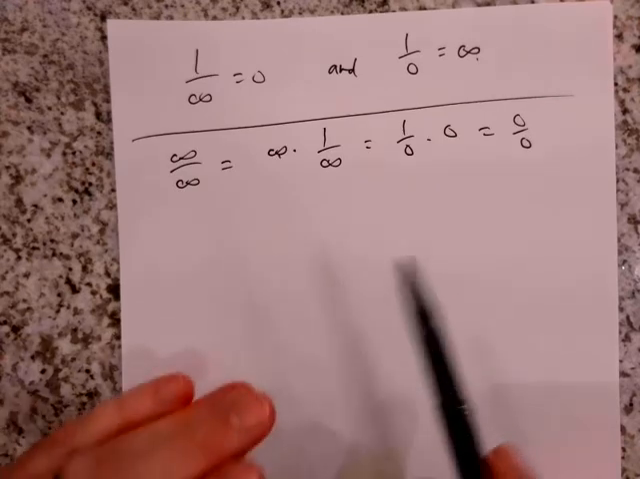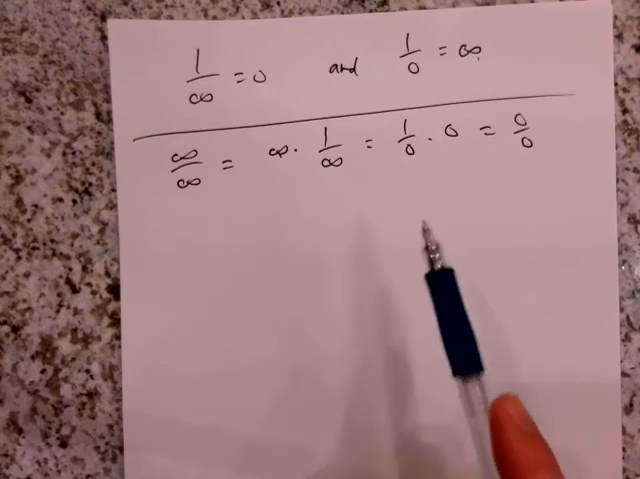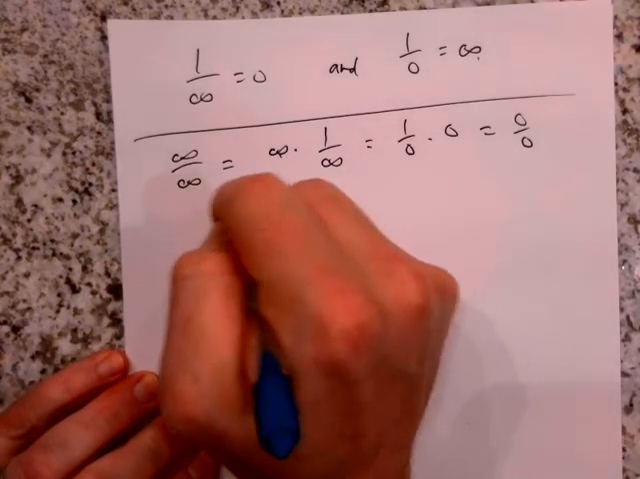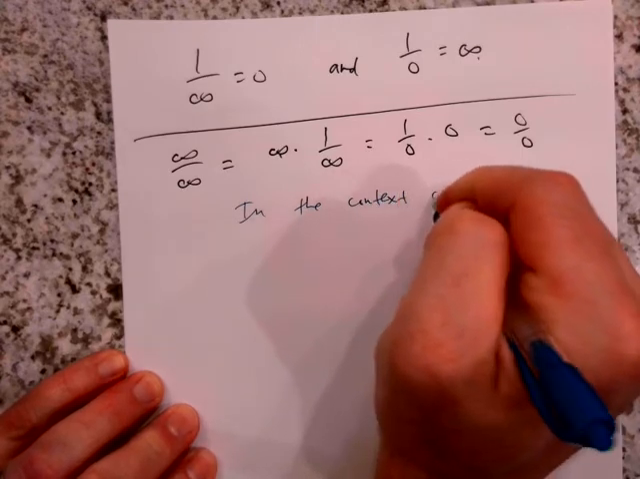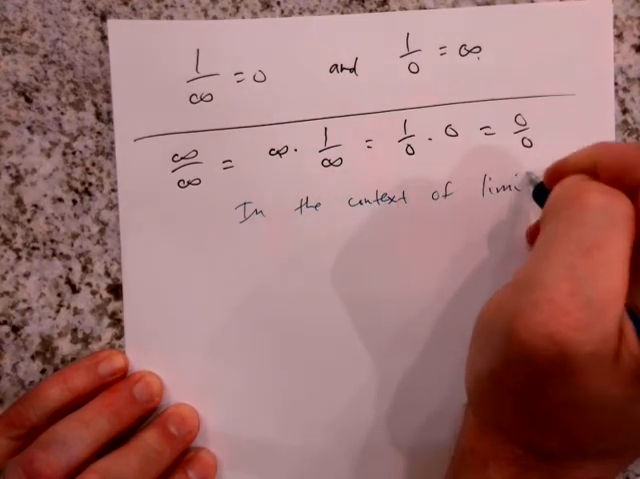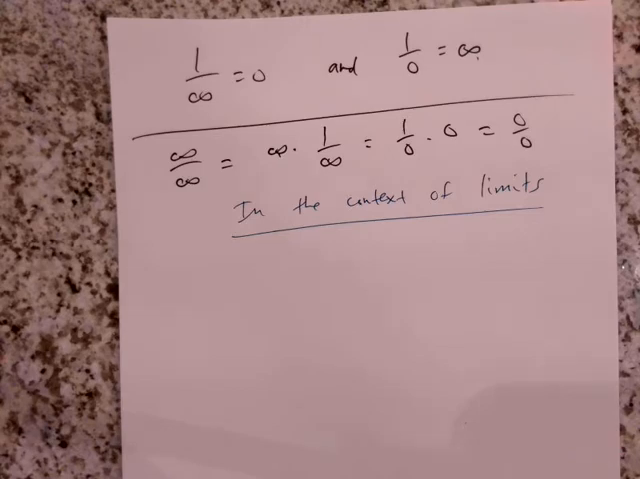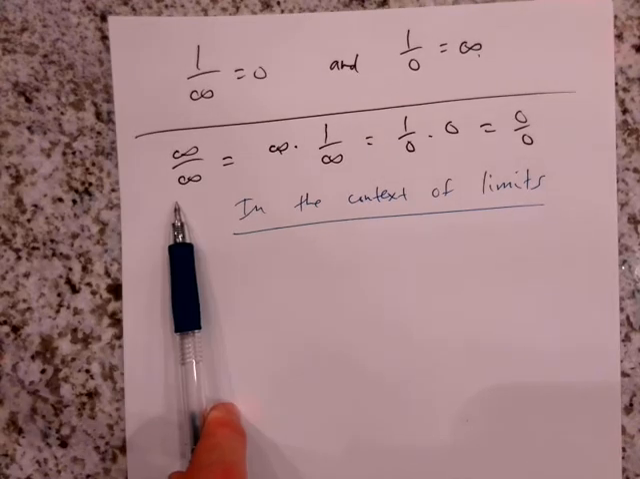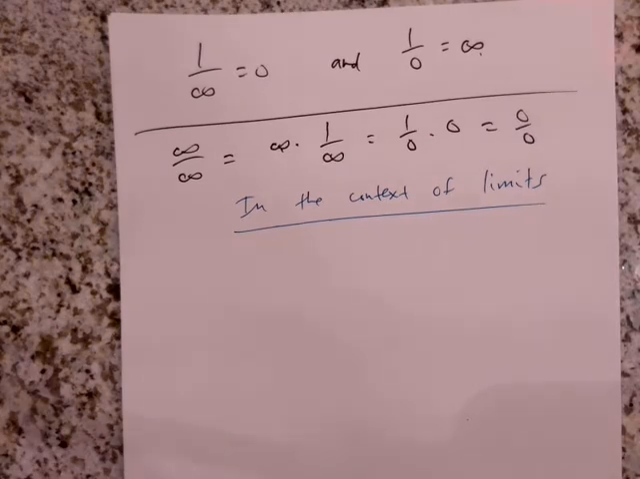And now this algebra isn't really algebra, because this isn't valid for the real numbers. But remember, all of this is in the context of limits. And as long as you keep that in mind, all the stuff that I'm doing right now is in the context of limits, then it's all okay. So in the context of limits, infinity over infinity is essentially 0 over 0, just rewritten.